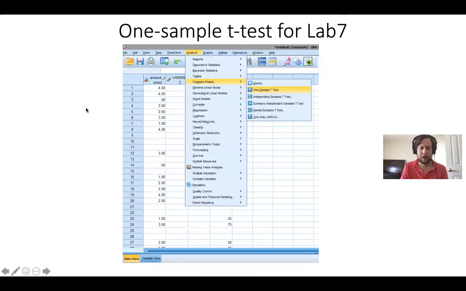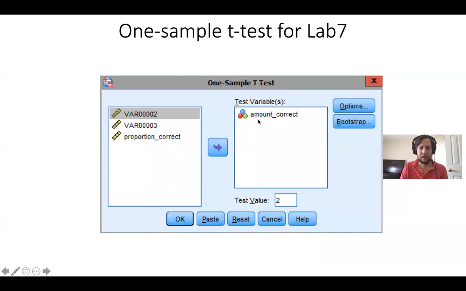Okay, continuing on. Here's how to do it. So analyze, compare means, one sample t-test. The amount correct is what I'm going to show you how to do. And this is important, and the most common error by far when students perform one sample t-test is leaving the test value blank. The most common error by far. Every single time I've ever taught a stats class where we do one sample t-test, there's always multiple students that leave this blank. It always happens. I hope it doesn't happen this time, but it probably will.